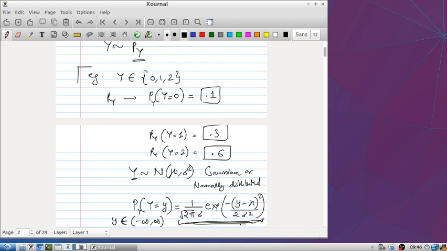Is that just a delta symbol? It's 2 pi. Sorry, it's sigma. This thing.